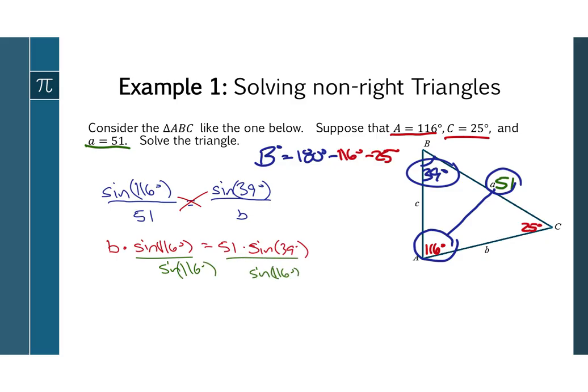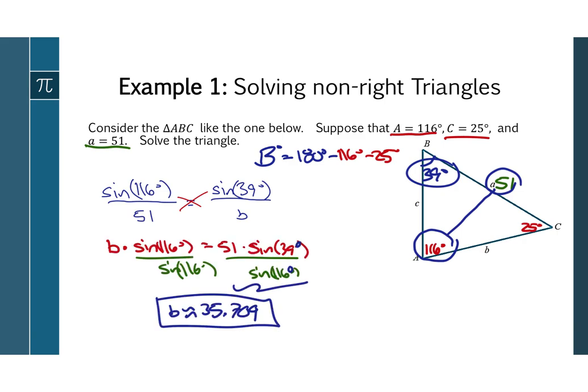Remember, when you type this all in on a calculator, just make sure you have the mode in degrees or use the degree symbol. So when you do this, you should get that little b is roughly 35.709. So now we have capital B, which is this 39, and then we have little b, which is 35.709. So let's find our last thing, which is little c.